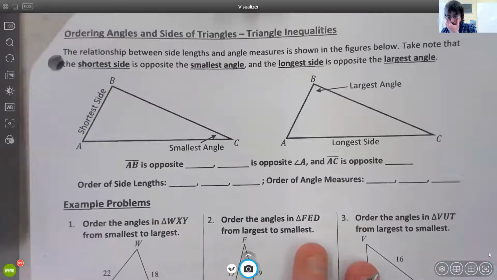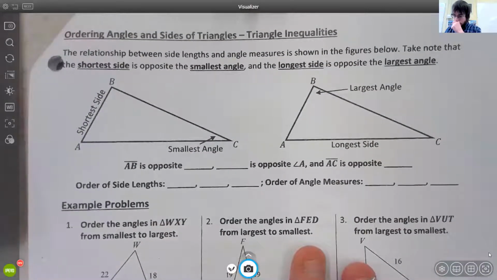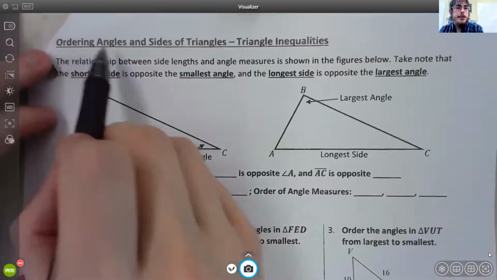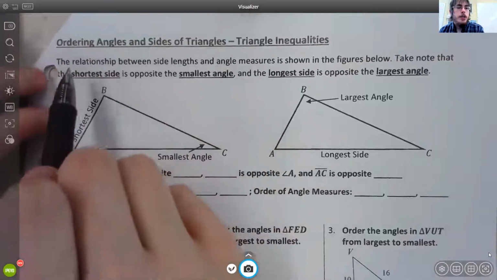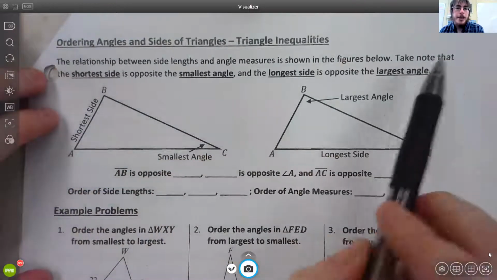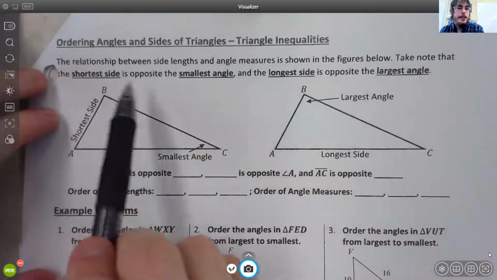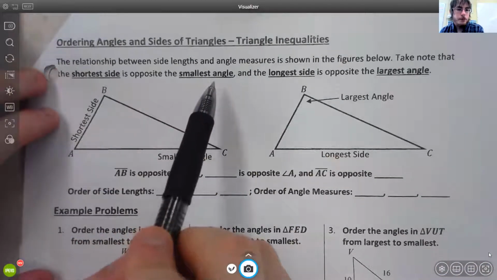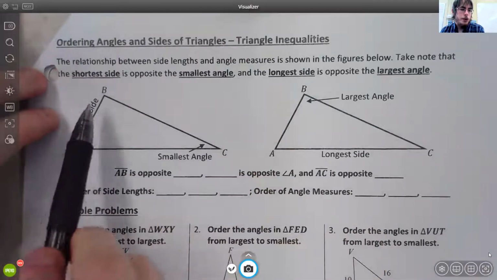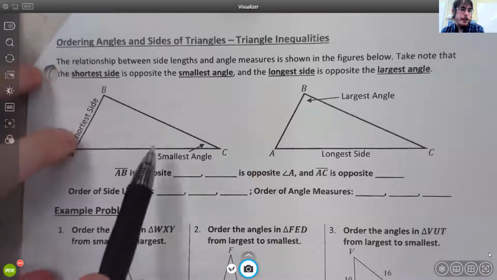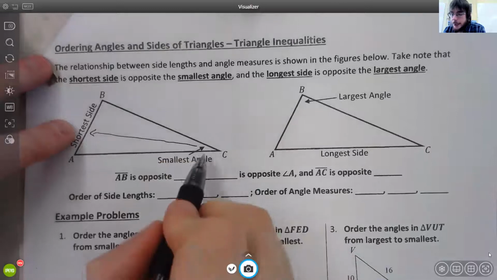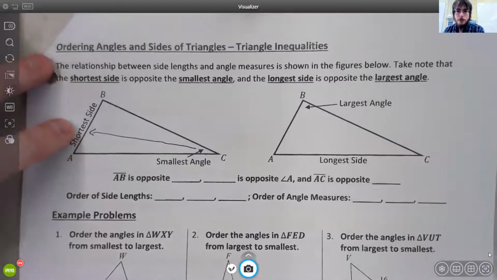All right, and the final thing we're going to talk about today, which goes right along with what we just did, is ordering angles and sides of triangles. The relationship between side lengths and angle measures is shown in the figures below. Take note that the shortest side is opposite the smallest angle, and the longest side is opposite the largest angle. So the shortest side, as you can see in this diagram, is going to be opposite of angle C, because angle C is the smallest angle.